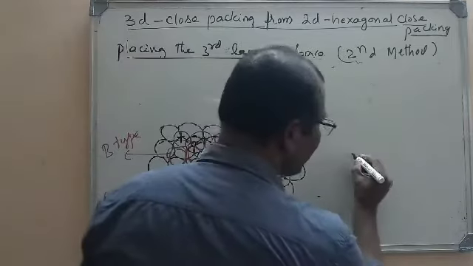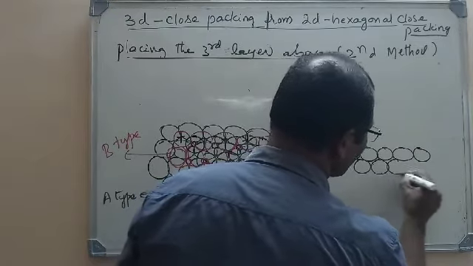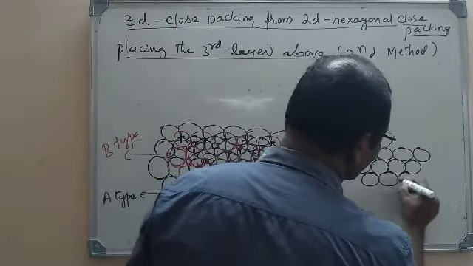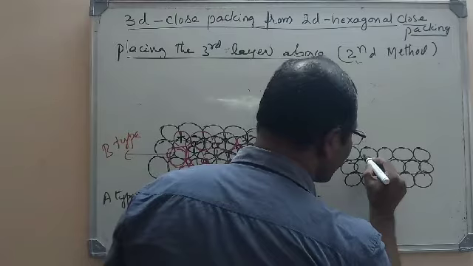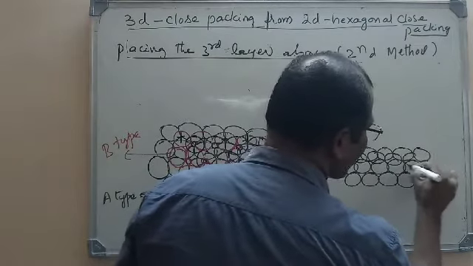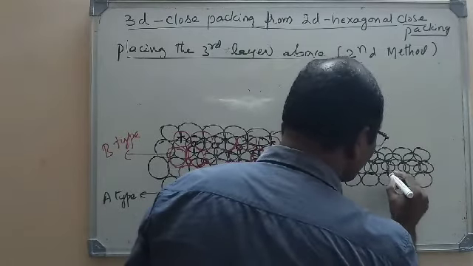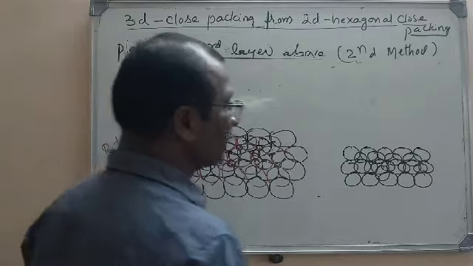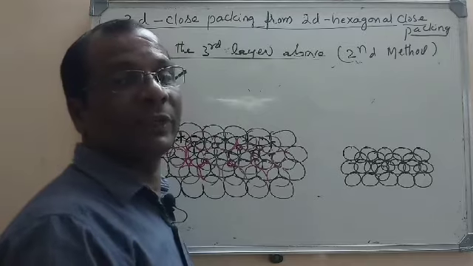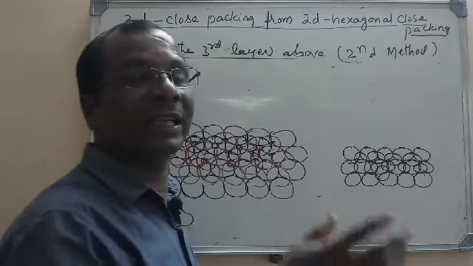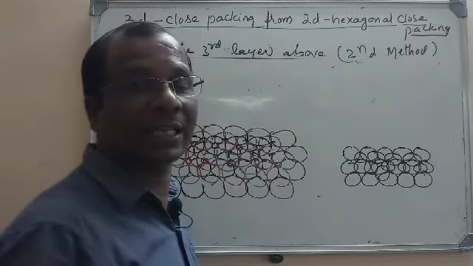Once again, I will briefly recall for your sake here. Look here, this is the first layer. Already we have learnt. And how is the second layer laid? By covering the triangular voids of the first layer. And how is the third layer laid now? Here I told you that 2 types of voids are formed, tetrahedral voids and octahedral voids. If you place the third layer by covering the tetrahedral voids of the second layer, you get a hexagonal close packing that we had already studied.